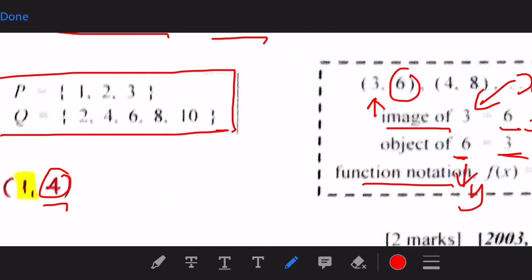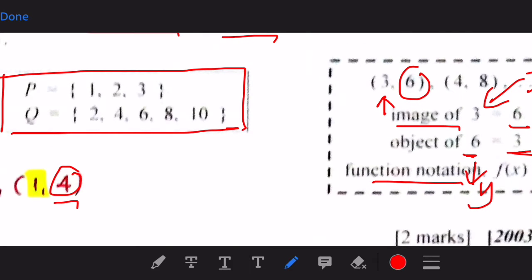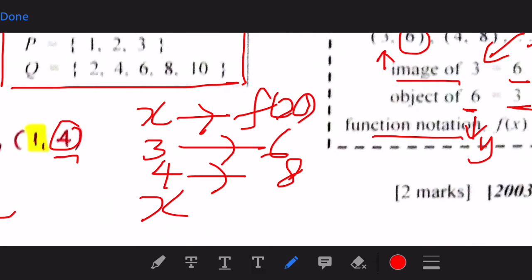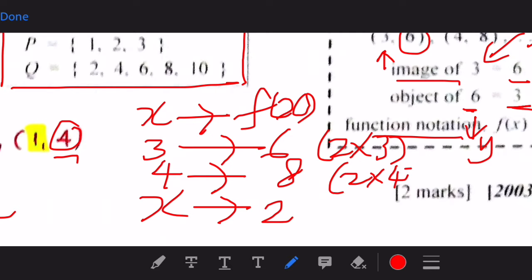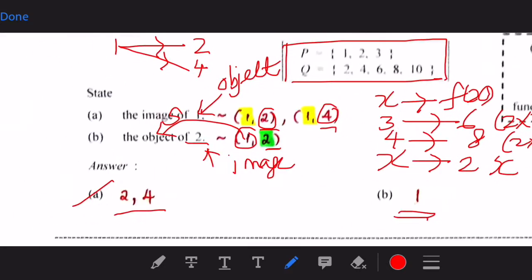Alright, so for the function notation, you have to form the relationship between x and y. So x is mapped to f(x). So we have 3 maps to 6, 4 maps to 8. So if we have x, it maps to 2 times. This is 2 times 3, this is 2 times 4. So this is 2 times the object x, right? So the function notation is f(x) equal to 2x if the question is asking for function notation.